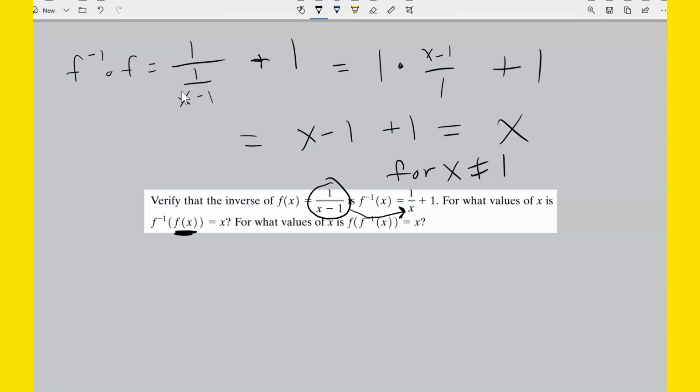Or if I was going the other way, f of f inverse of x, then I'd look at the domain of that. What can't go into x for f inverse? What would make there be a 0 on the bottom here? 0 itself. So if I went that way, I'd say for x not equal to 0, because I can't plug 0 into that one.